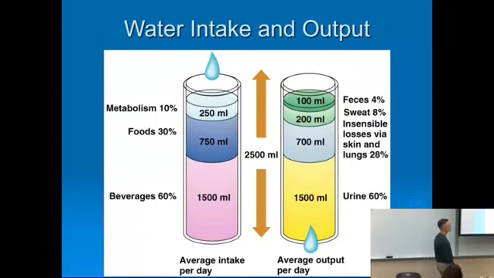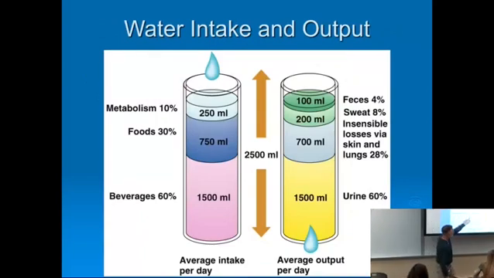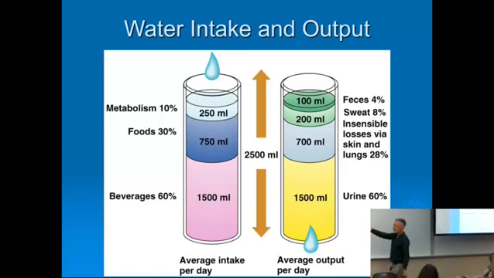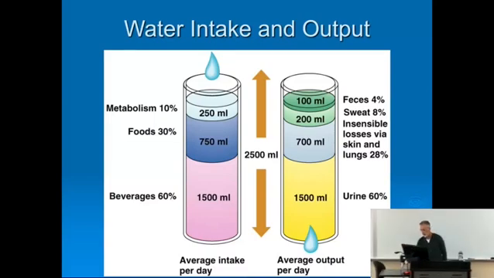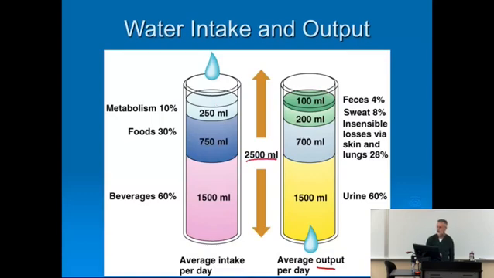This one brings it kind of together. On the left side here, we're showing the intake. These are the places where we get water into the system. And on the right side, we're showing the output. Now, if we look at the overall numbers, 1,500 plus 750 plus 250, it's about 2.5 liters per day going in and out.